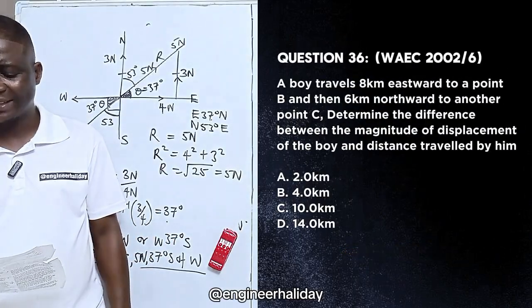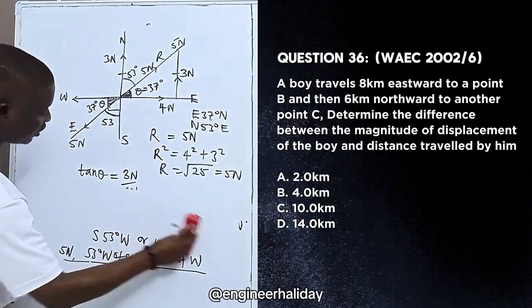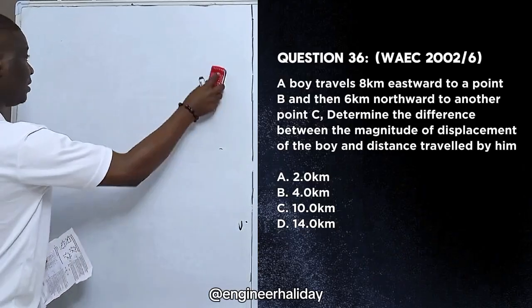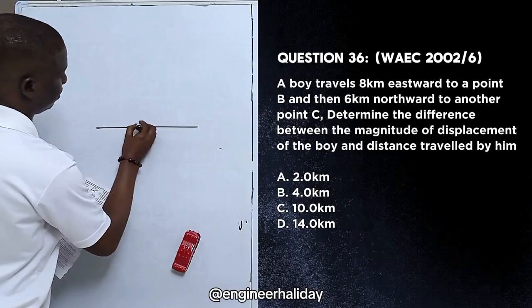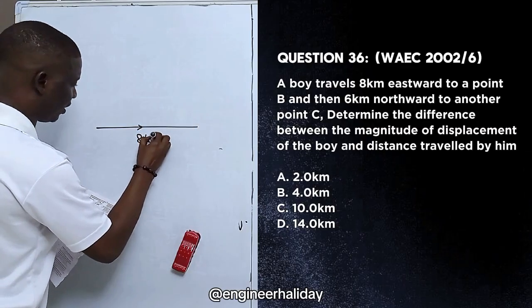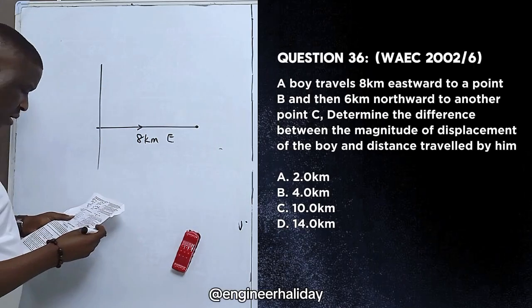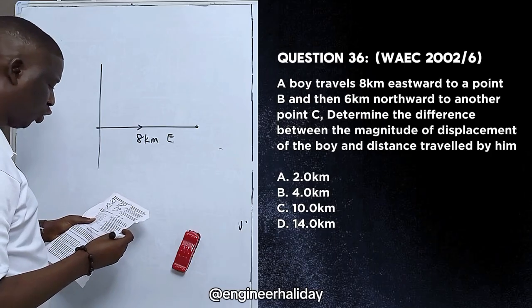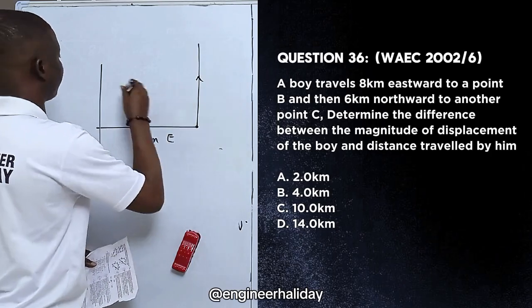36, which is the second to the last question. A boy travels 8 kilometers eastward to a point B. So 8 kilometers east to a point B, and then 6 kilometers northward to another point C.